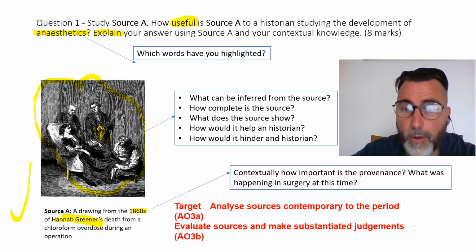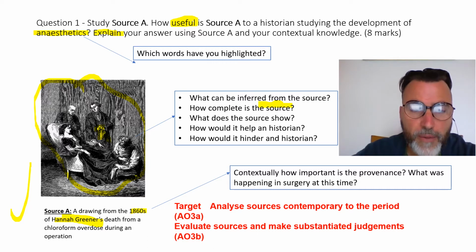So things we can think about, which words have we highlighted. What can be inferred from the source? Inferred, great word. It means suggestion. What can be suggested from this source? What does it show? So how do we read between the lines? Is this saying, well, obviously he's chloroformed her, she's ill. That's direct. Inference: chloroform is very dangerous.